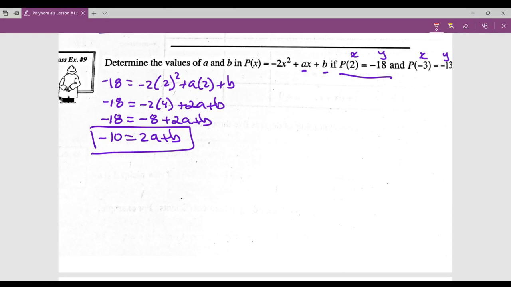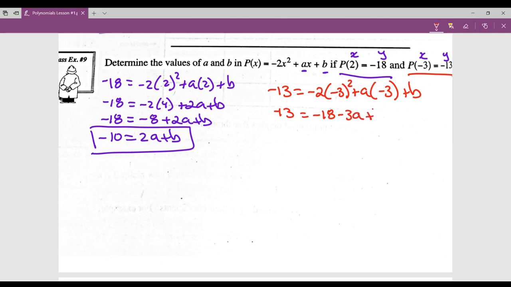So I'm going to change colors here. Then we're going to put in negative 3 for x and negative 13 for y. Negative 13 is equal to negative 2 times negative 3 squared plus a times negative 3 plus b. Again, simplify as far as you can. Negative 3 squared is 9. 9 times negative 2 is negative 18, minus 3a plus b. Move the 18 over. Negative 13 plus 18 is going to be 5. It's equal to negative 3a plus b.